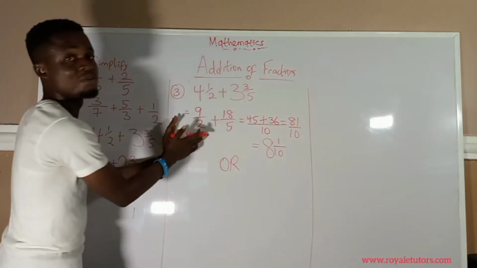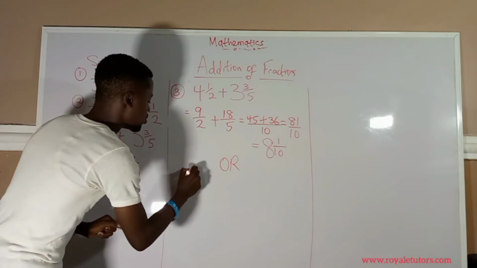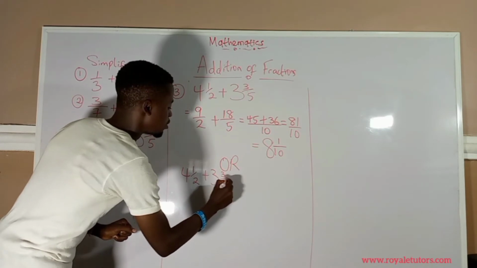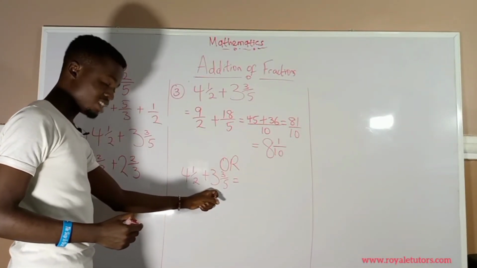Instead of changing it to improper fraction, leave it as mixed fraction. Then let's see how we are going to do it. 4 whole number 1 over 2 plus 3 whole number 3 over 5. If you add them together, you are going to be having 4 plus 3.